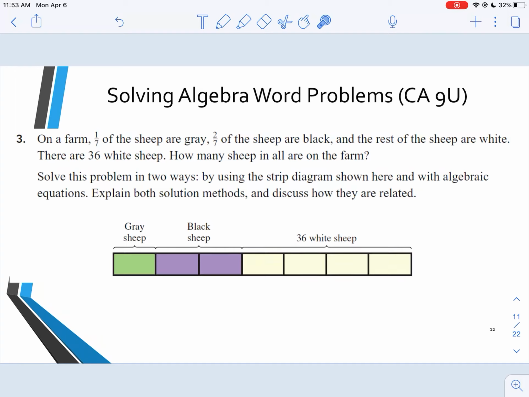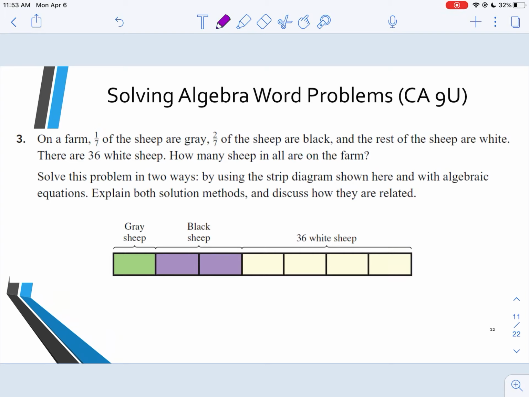In number 3, we get a farm. A seventh of the sheep are gray, so we see all of the farm sheep are here, divided into 7 parts, so a seventh are gray, 2 sevenths are black, the rest are white. And there are 36 white sheep. How many sheep are there in the farm?